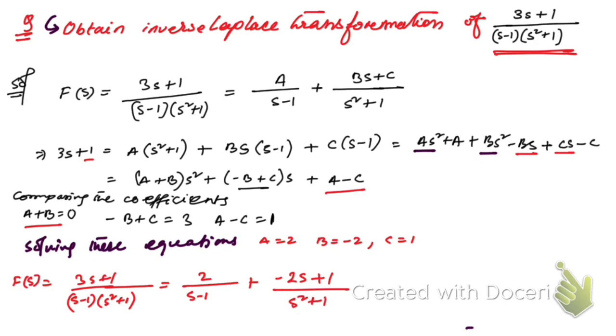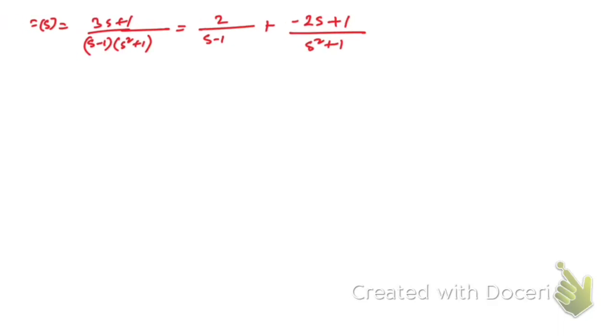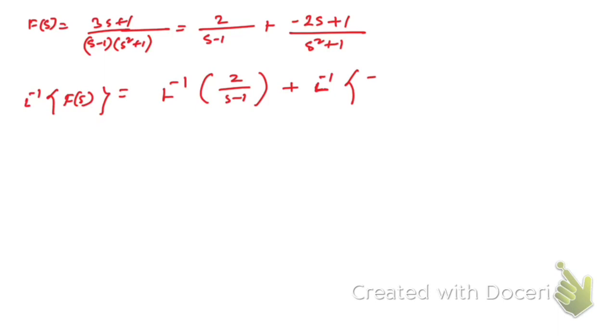Right, now let me copy this. Let me go to the next slide. Right, so this is what we have got. So inverse Laplace transformation of f of s. So inverse Laplace transformation of 2 by s minus 1, then plus inverse Laplace transformation of (minus 2s plus 1) by (s square plus 1). That's what we're going to have.